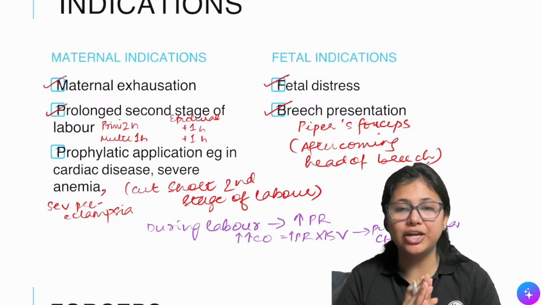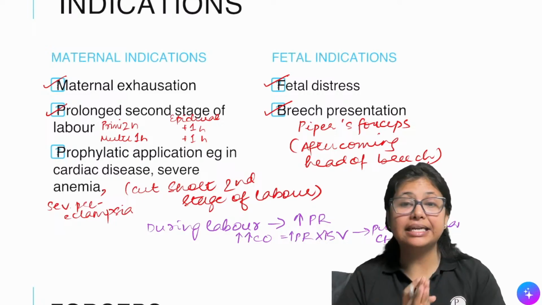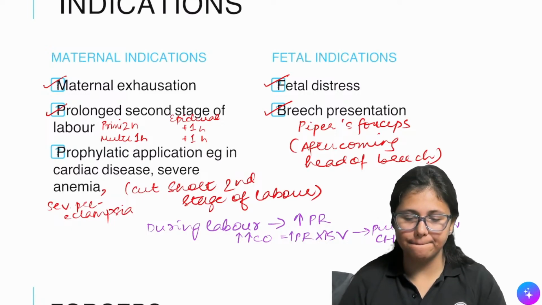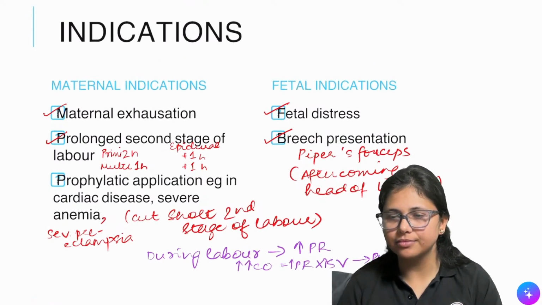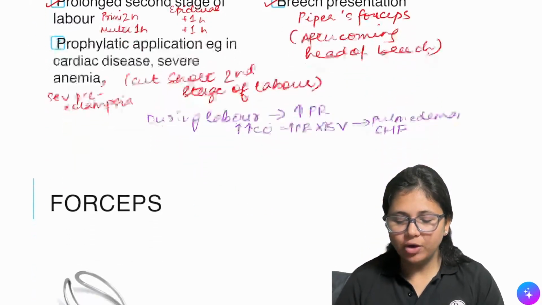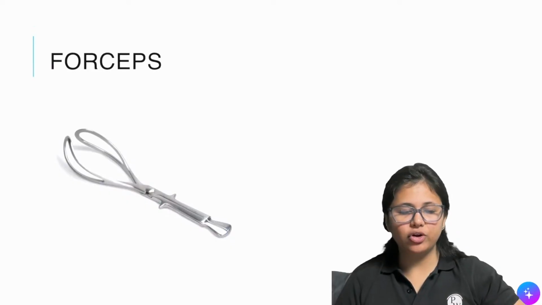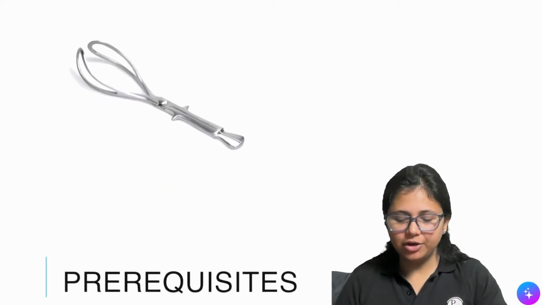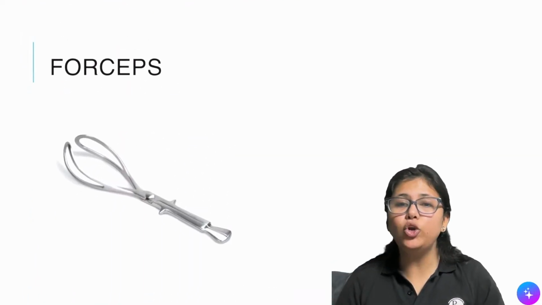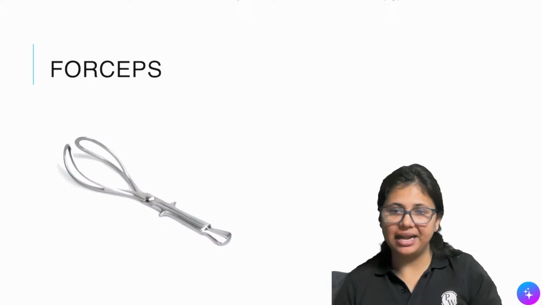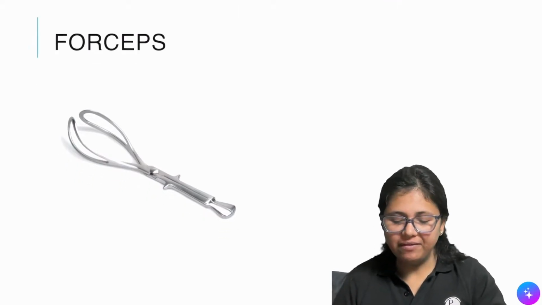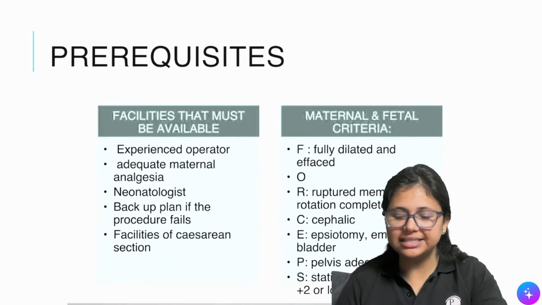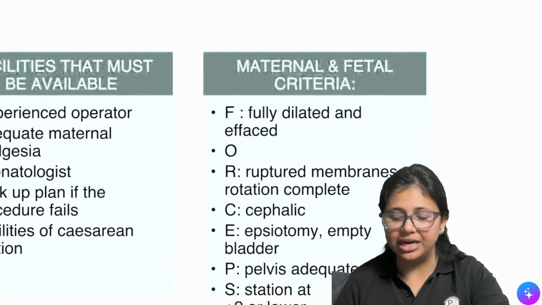This is a list that you need to know, and this is a list that can be asked to you in your exam. I hope this is clear, guys. Okay. So moving on, this is what the forceps looks like. I've already told you this is what the forceps looks like, right? And we will talk about when do we apply the forceps. When we talk about when do we apply the forceps, there have to be certain prerequisites, certain criteria that need to be fulfilled.